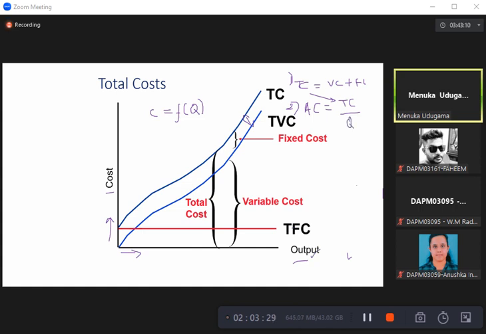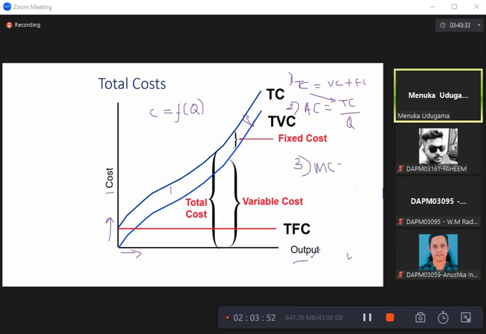Output is Q now, divided by Q. Meaning it's the cost per unit of output, isn't it? Cost per unit of output. So that's the average cost. Then the third relationship is the marginal cost.